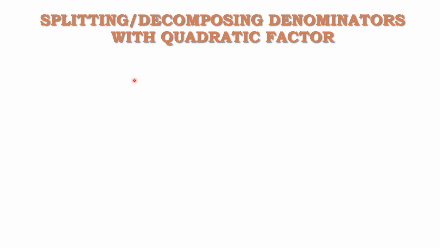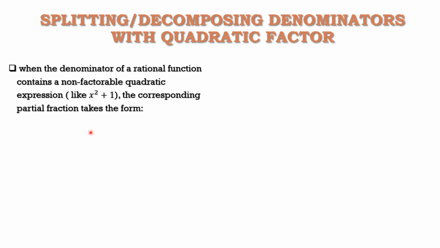So now, let's proceed by understanding that when the denominator of a rational function contains a non-factorizable quadratic expression like s squared plus 1, imagine you cannot reduce this one separately into real number format. It is a quadratic expression that is irreducible into separate factors. So the corresponding partial fraction takes the form.